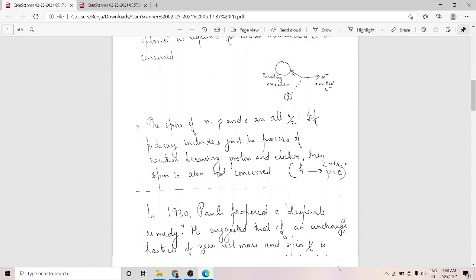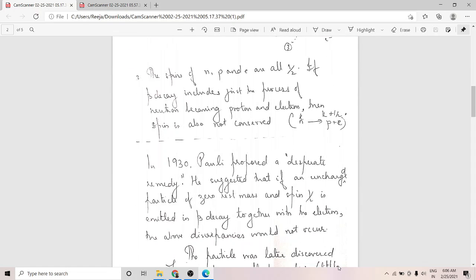It was then that in 1930, Pauli proposed a desperate remedy. Without any other option, he just put forward a desperate solution to this problem. He suggested that if an uncharged particle of zero rest mass and spin half is emitted in the beta decay together with the electron, the above discrepancies can be solved.